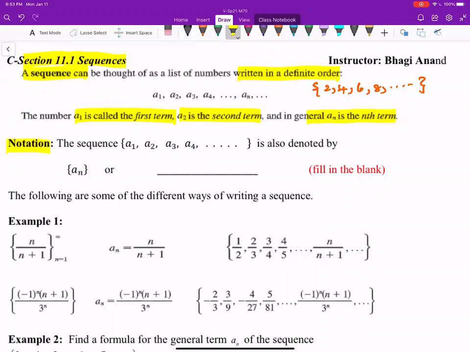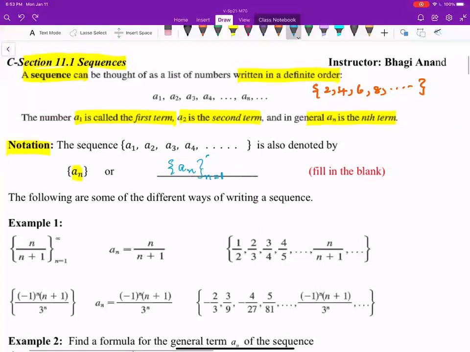The sequence, which can be written in curly brackets by listing the members inside, is also denoted by writing the nth term inside curly brackets, or we can also write the sequence as {a_n}, where a sub n is the nth term, with n starting from 1 through infinity. So that's how you can represent a sequence.